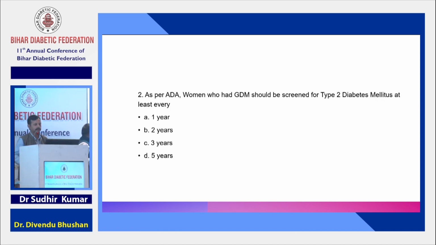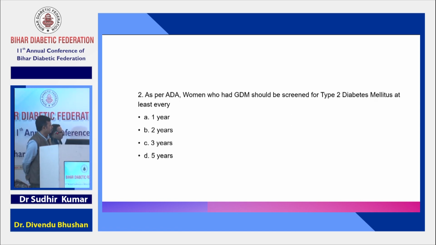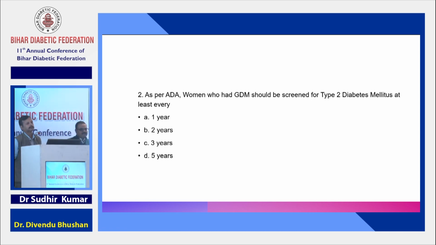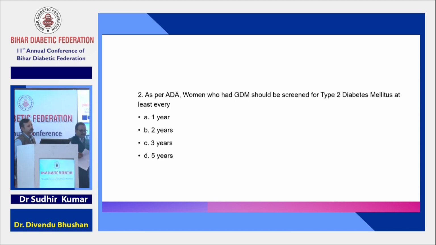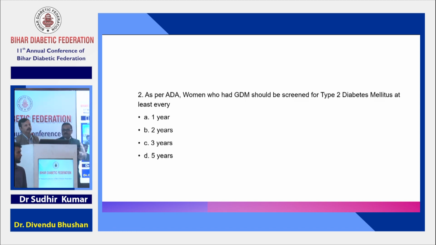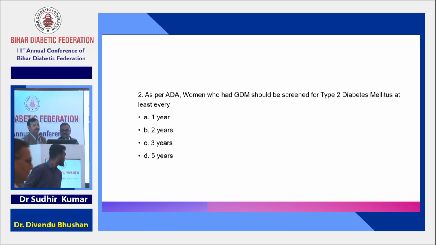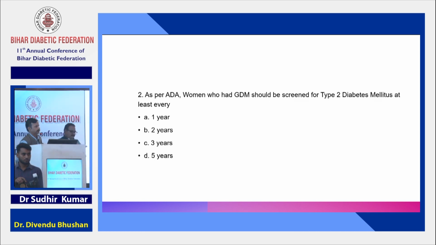Next question for team C. As per ADA, women who had GDM should be screened for type 2 diabetes at least every how many years? One year. It is 1 to 3 years, so at least 3 years. The answer will be at least 3 years. As per ADA, it's written 1 to 3 years.